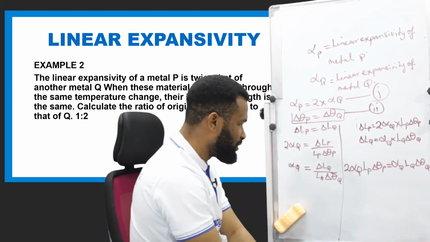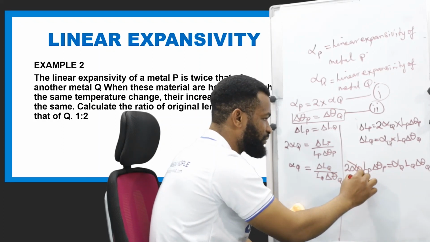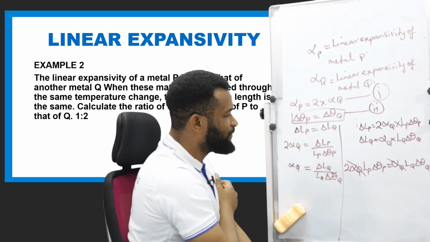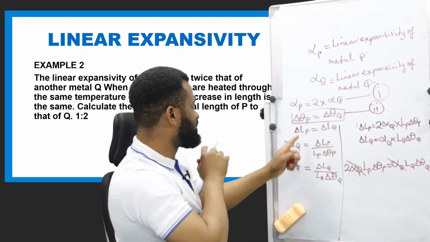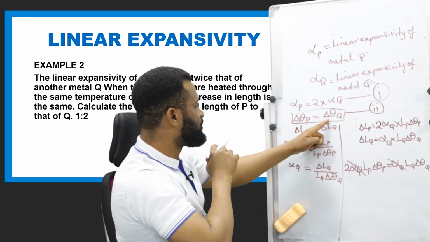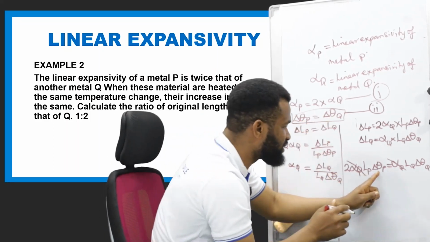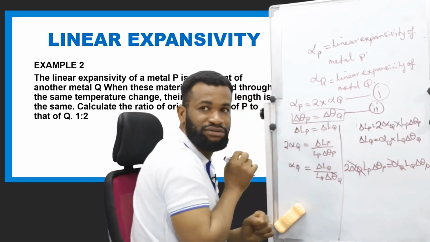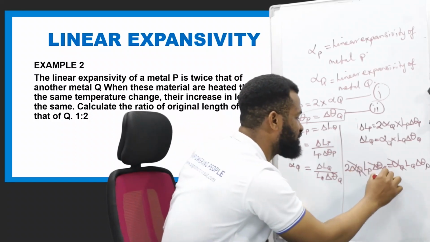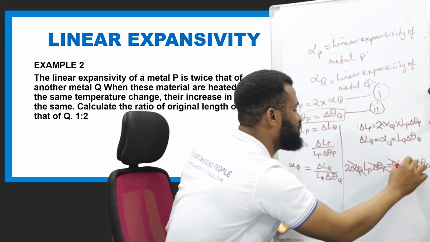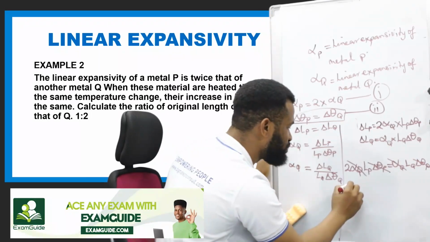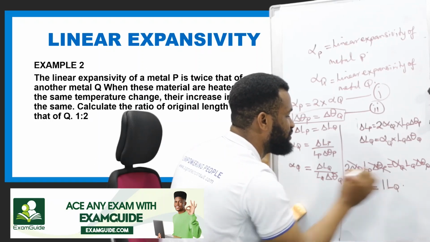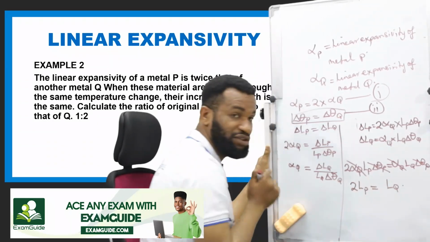Now, if you look at this very well, you realize that we cancel the linear expansivity of Q. Then, remember also, the change in temperature of P must be the same thing as the change in temperature of Q. Therefore, this and this are the same thing, so let me put it as P because they are the same thing according to the question. Then I'm going to cancel the change in temperature of P with the change in temperature of P. So we are left with 2LP is equal to 1LQ. I don't even need to write the 1 there, but you know it exists.